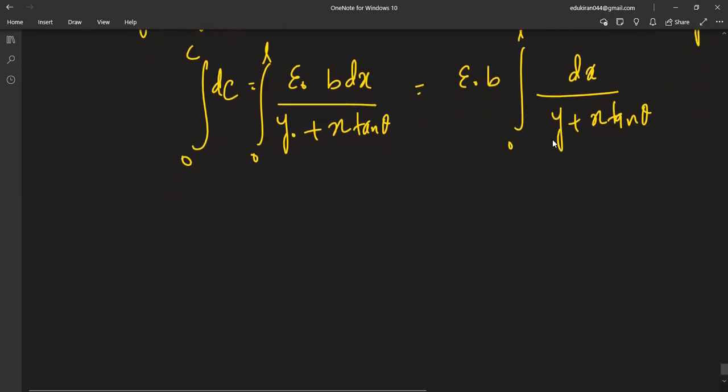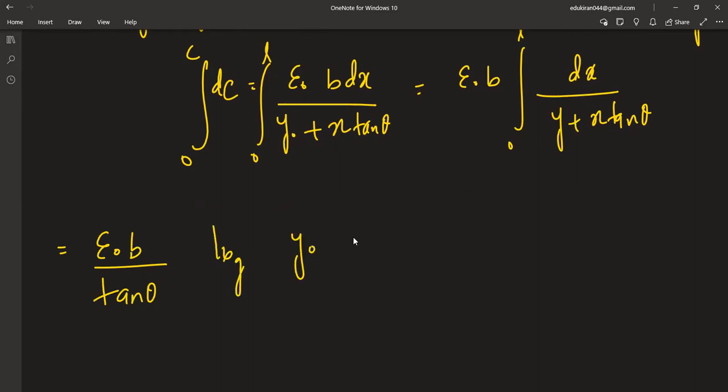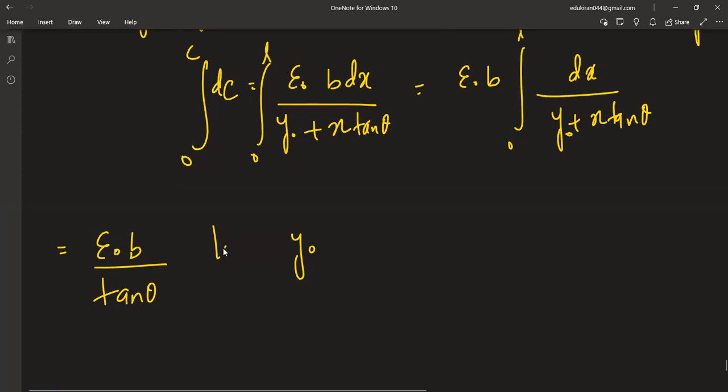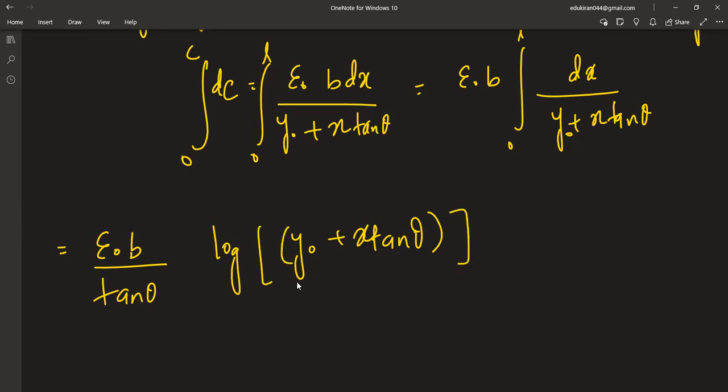Till this step you have obtained, but still your answer is not definite here. One more thing you can do: take out tan theta also here. So now what are you left with? Log is there. y naught, sorry, this will come in the numerator. This was log of y naught plus x tan theta. Now you can integrate it from 0 to L.